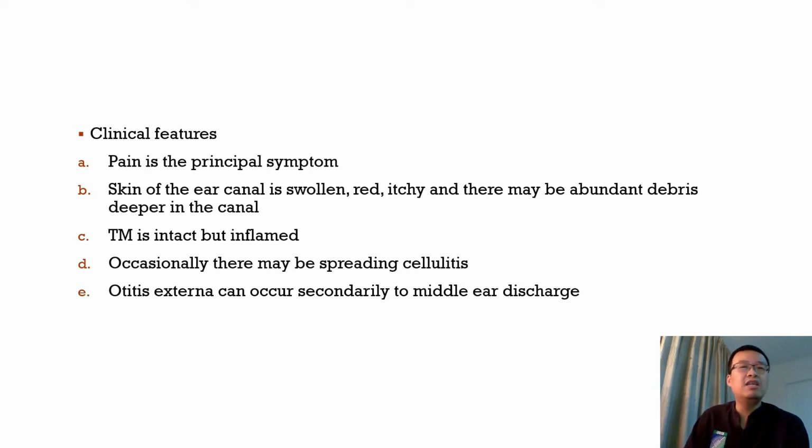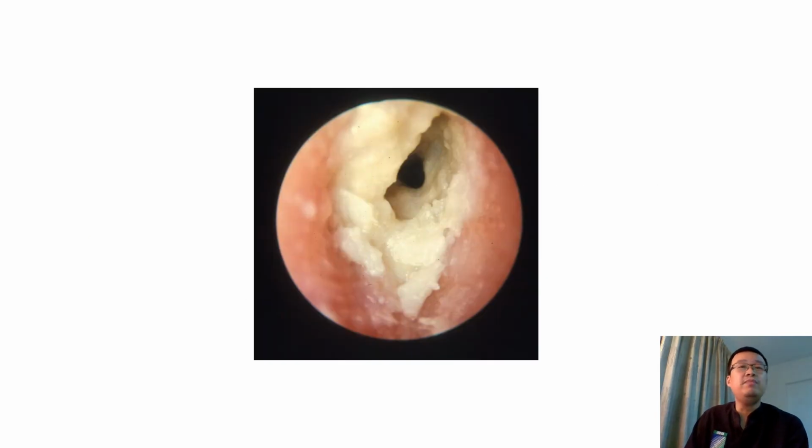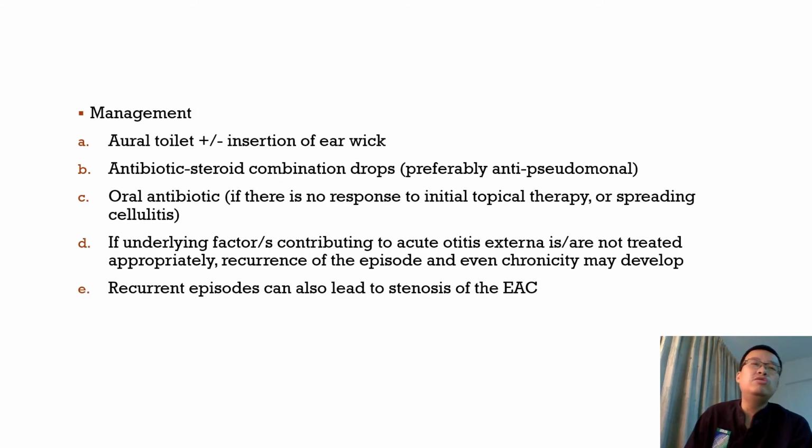Now, the otitis externa may also be secondary to middle ear discharge itself. This is an image. You can see all the debris inside. It looks a bit narrow, but you probably need a toilet before you can identify whether the EAC is narrow. So what do you do for the patient? Aural toileting. That is the most important thing. Then you may want to insert an ear wick if the external auditory canal is edematous or narrowed.